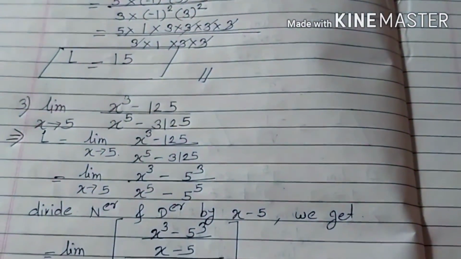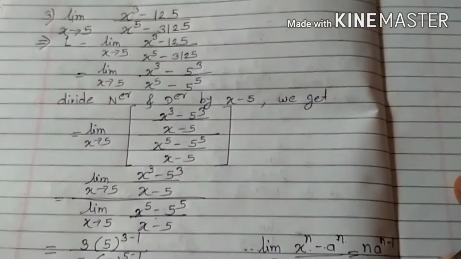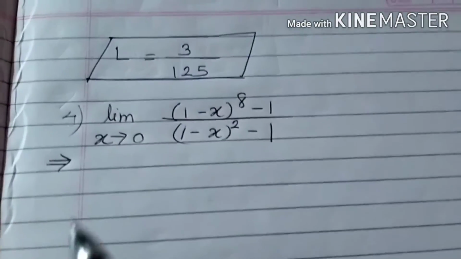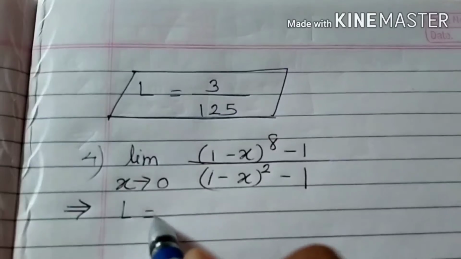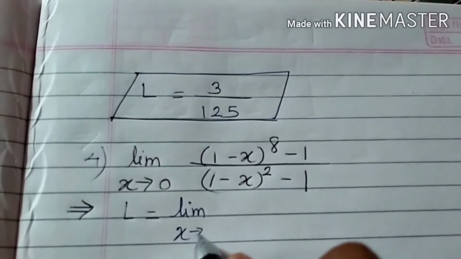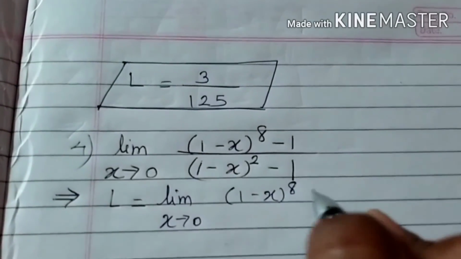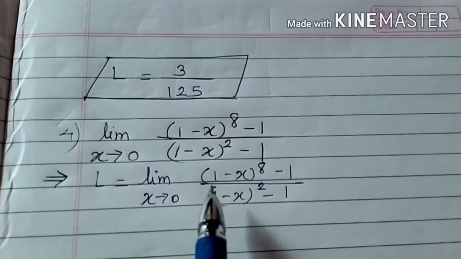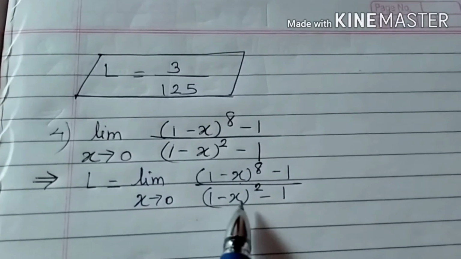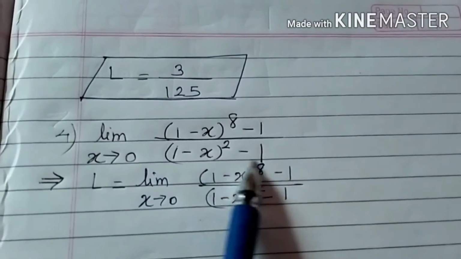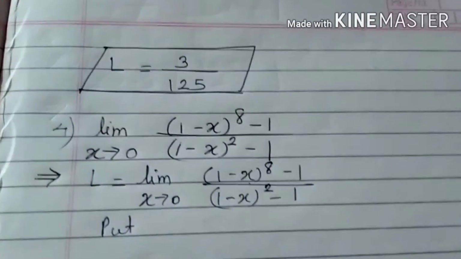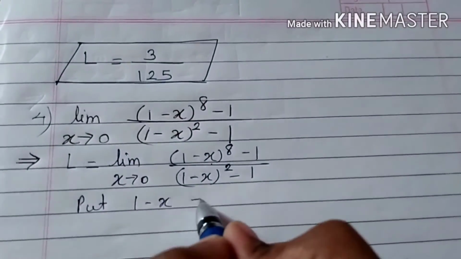Observe that. Now, the next example. First take it as L. Now you can observe that 1 minus x raised to 8 and 1 minus x square appear, so we substitute some other variable instead of 1 minus x. So here put 1 minus x is equal to y.